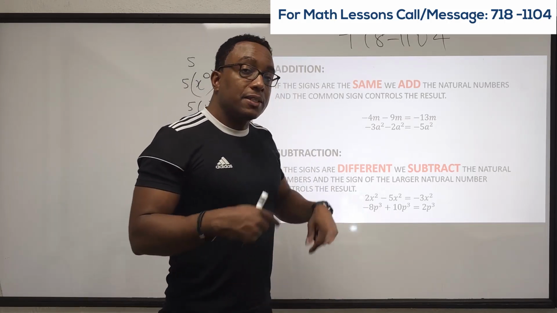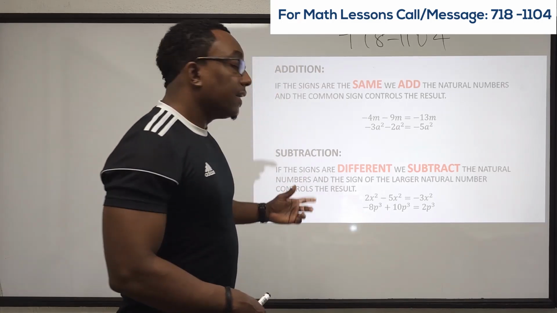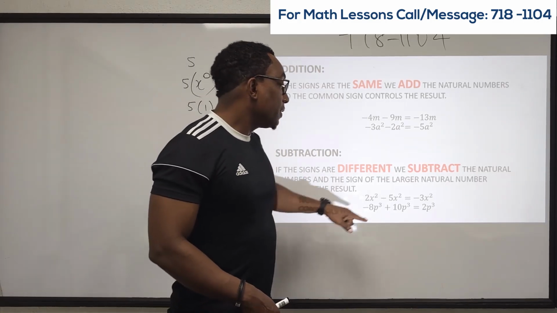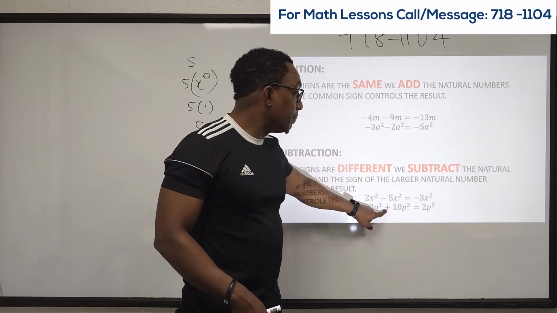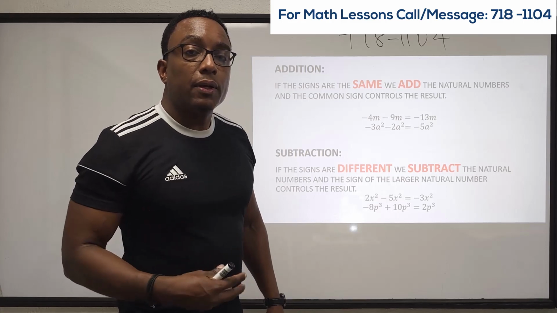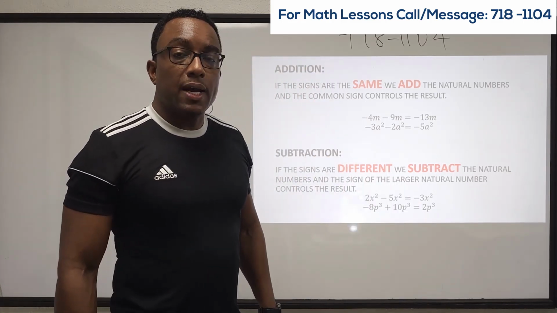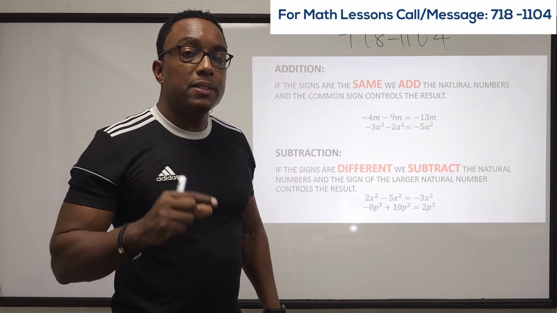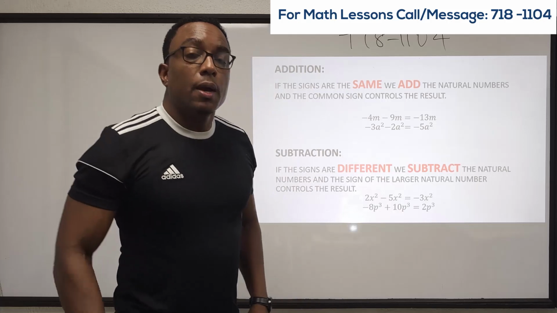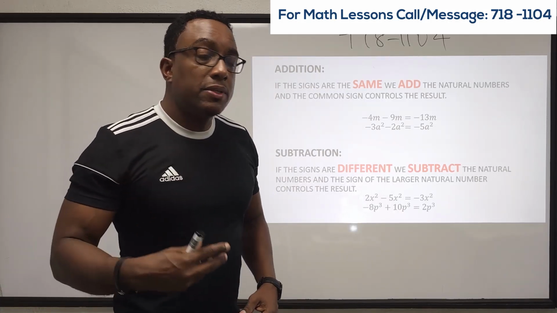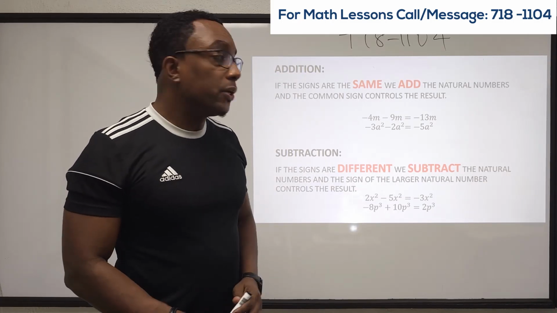And the latter part of the rule is very important. We are going to take the sign of the larger natural number. The larger natural number is 10. What sign controls it? A positive sign. So what sign will control your result? A positive sign will control your result. So that positive sign will be placed in front of 2, which is understood. But remember, as part of your result, you must maintain the variable and power. So you get 2pq.